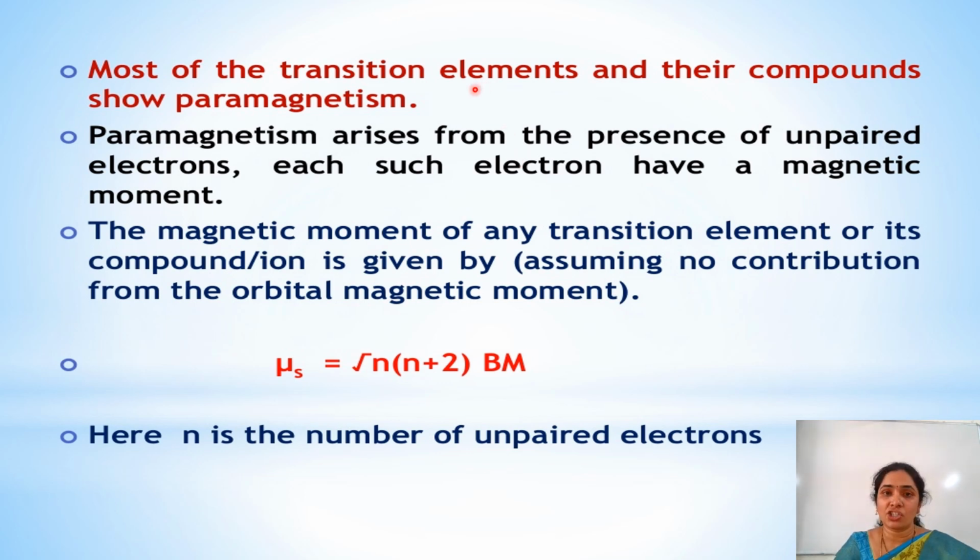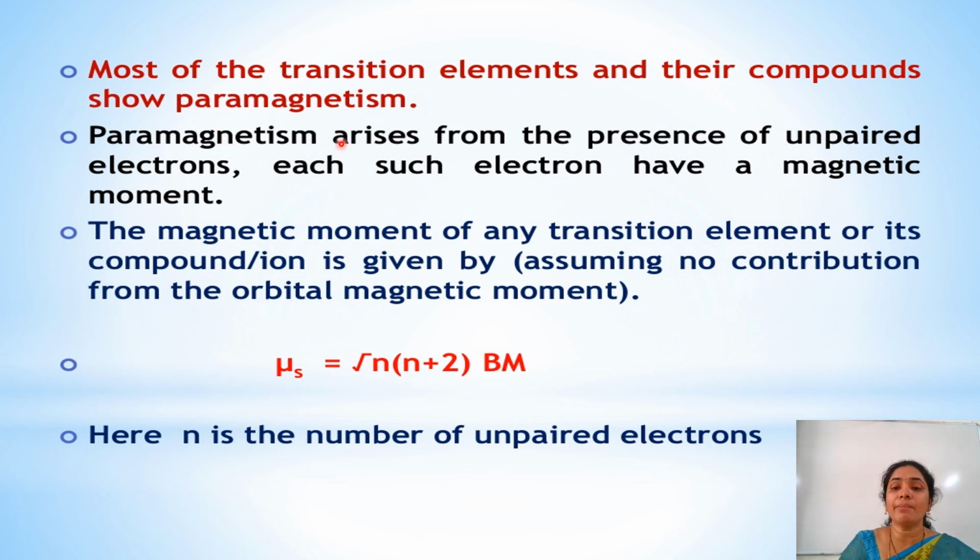Most of the transition elements which we have discussed and their compounds will show paramagnetism. Nothing but these will get attracted to the magnetic field. Then why do these transition elements show paramagnetism? The same reason again comes into the picture which we have discussed in the variable oxidation states, that is the incompletely filled d orbital or unpaired electrons in the d orbitals.